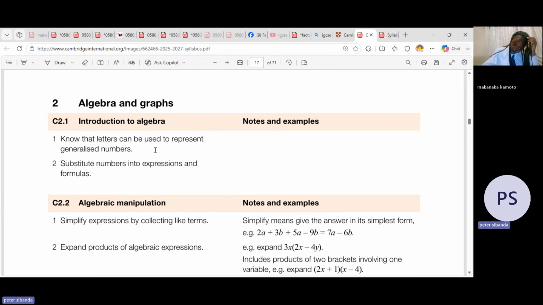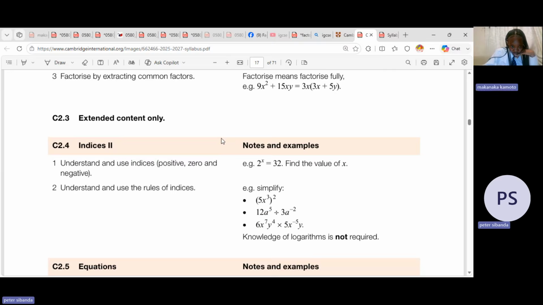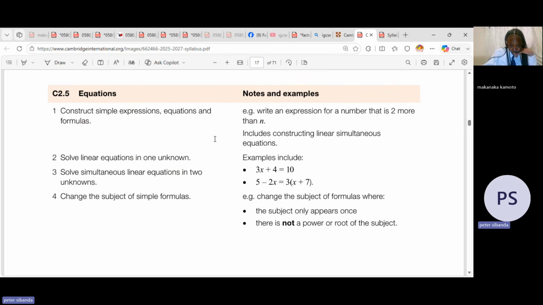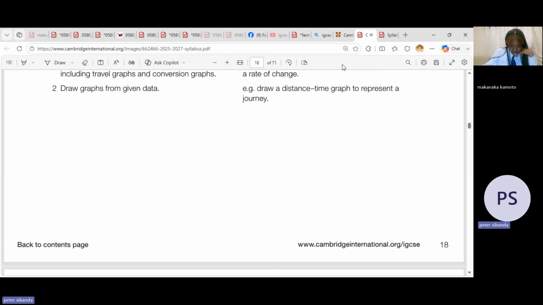Then algebra, I probably should see it here. Does it explicitly talk about simultaneous equations? Yes. So they're saying you should be able to solve linear equations in one unknown, then solve simultaneous equations in two unknowns. Examples include these. Right. Change subject. They didn't talk about the formulas. Okay, they didn't. All right.